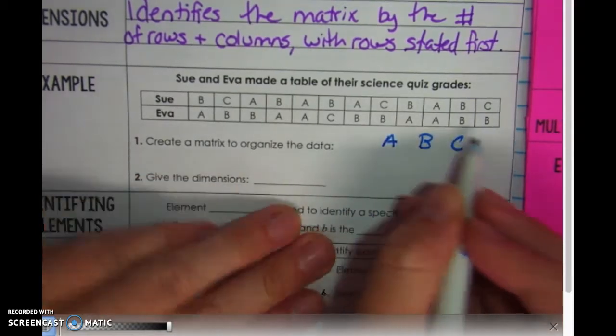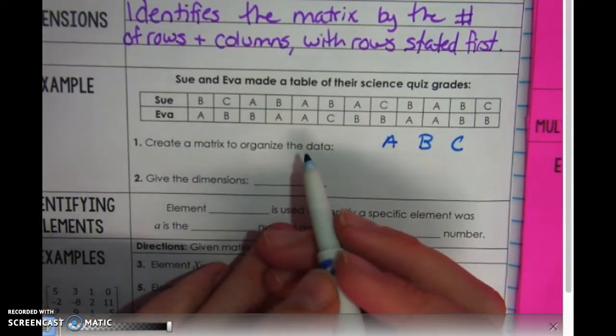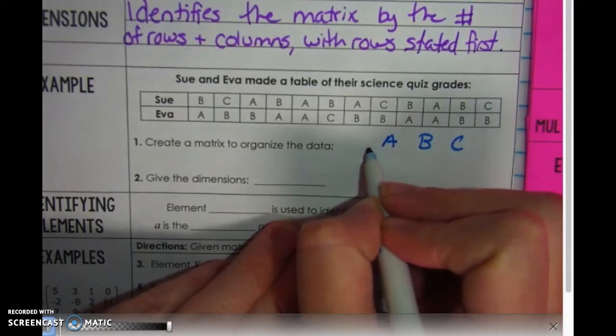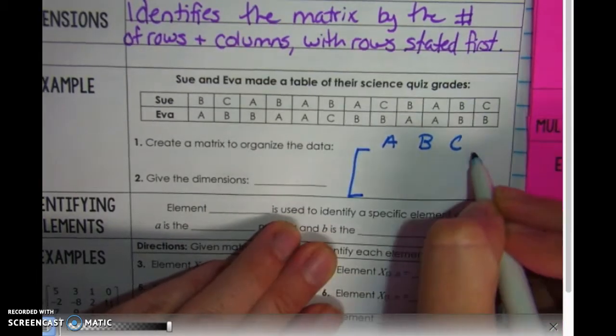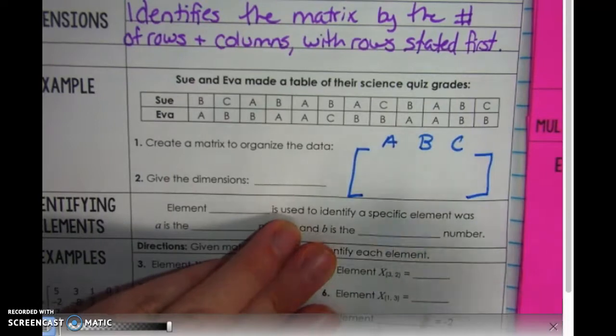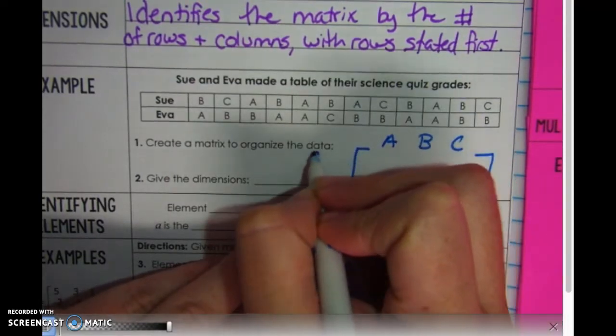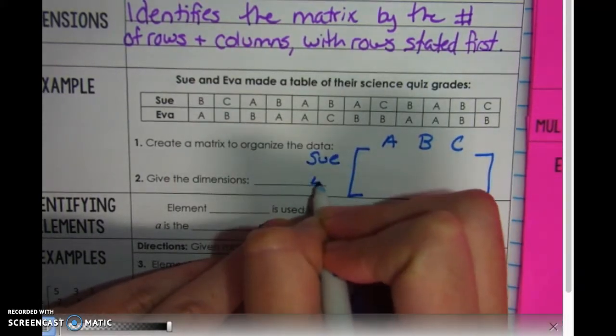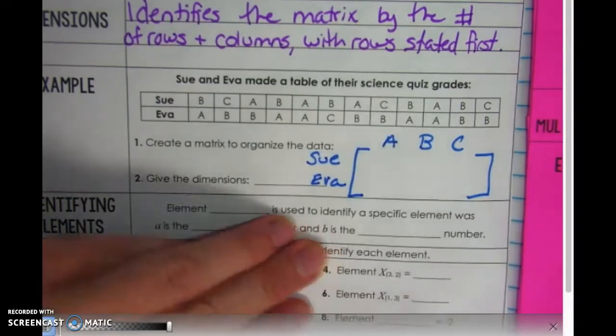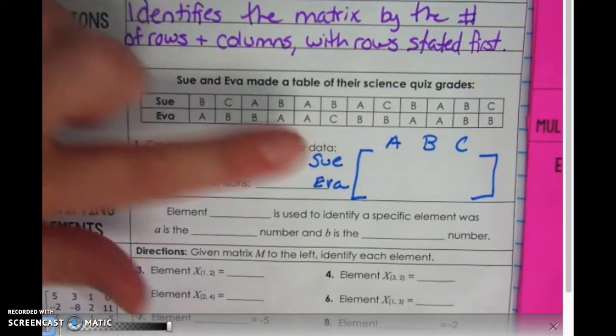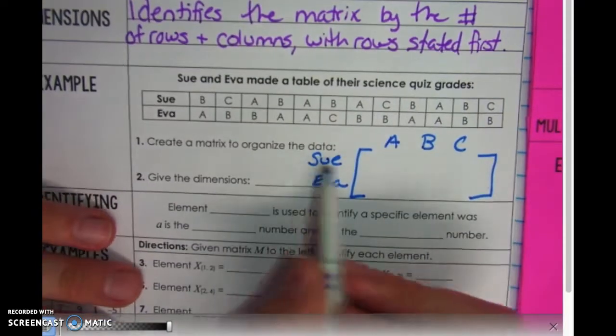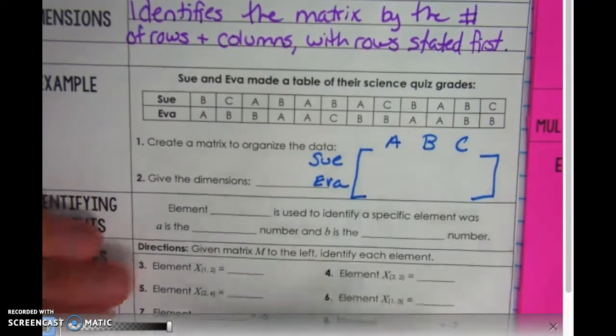They're A's, B's, and C's. Did they get any other grades? No. All right. Now matrices have these brackets. And then we'll do Sue first, and then Eva. So I have 2 rows, Sue and Eva, and I have 3 columns.